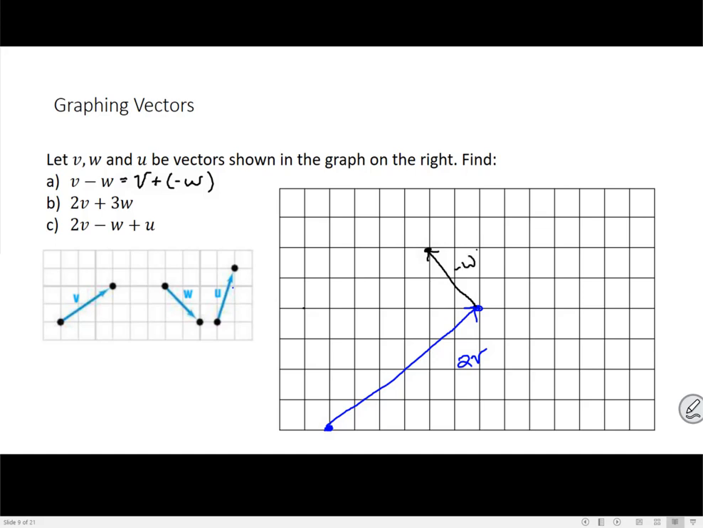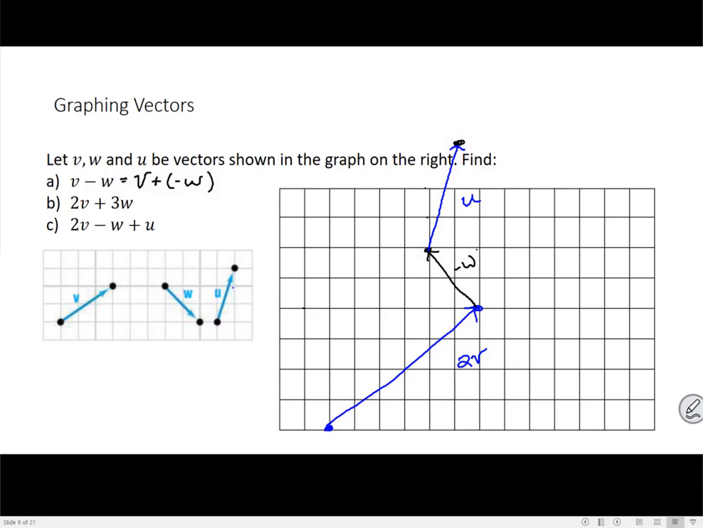Now from the terminal point of negative w is where I'm going to draw the vector u, which is 3 units up and 1 to the right. So 1, 2, and I'm missing a unit there, and then 1 to the right. And we'll draw that one in blue again. And this should be my vector u.